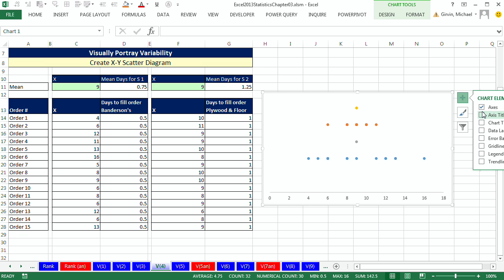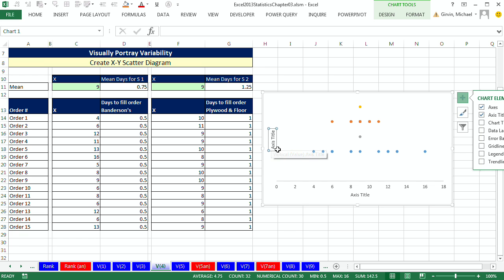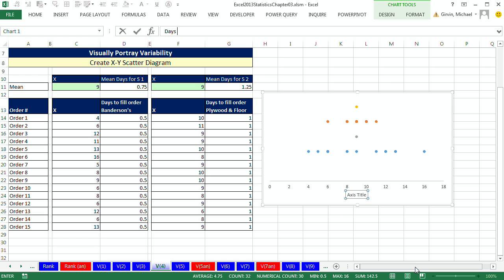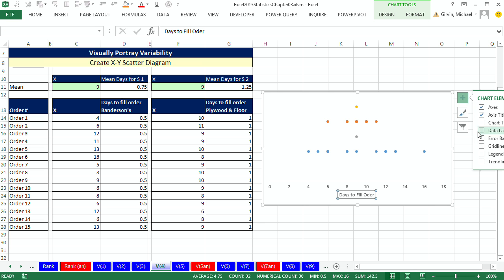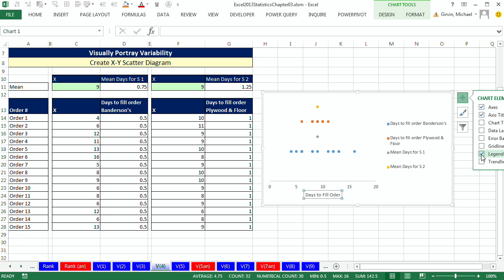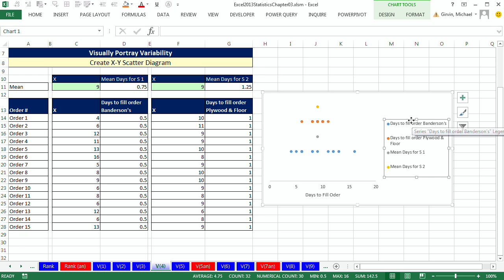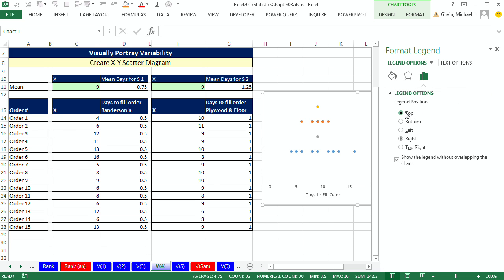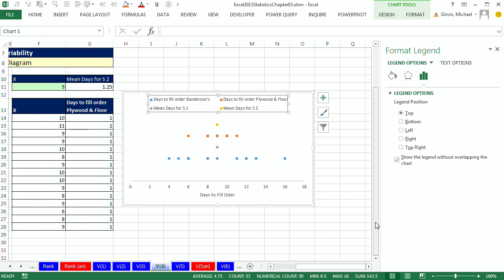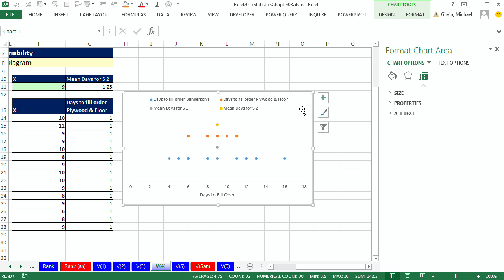Click the plus. Axis title. I'm going to hit delete because that one's highlighted. I'm going to click on this one and type. Days to fill order, and enter. Now I want a legend, so I'm going to go up to the plus and say, give me a legend. I'm going to click on the legend, either right-click Format Legend or Control-1, and I'm going to put it at the top. And there is a chart that shows us the dispersion or variation or spread of the data.